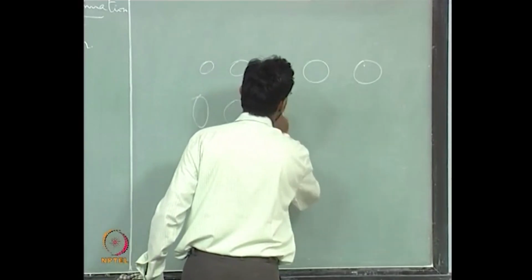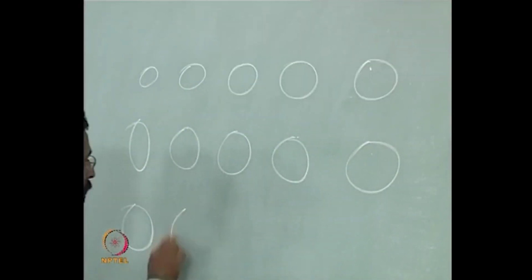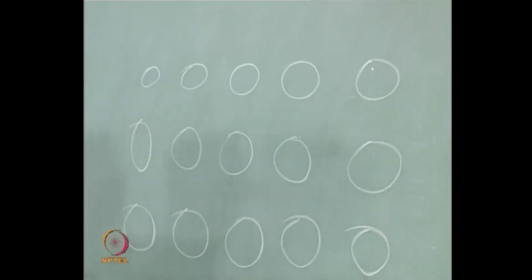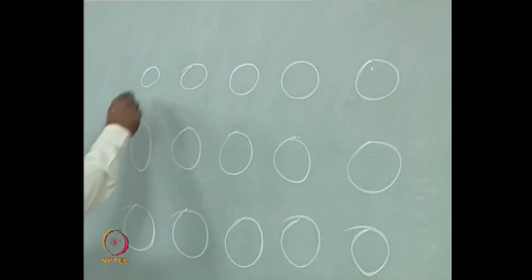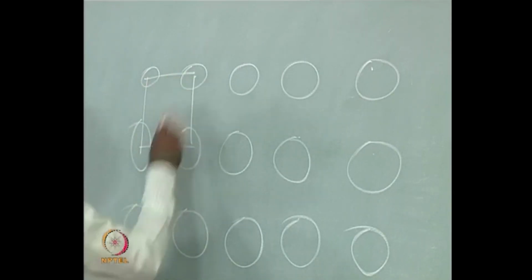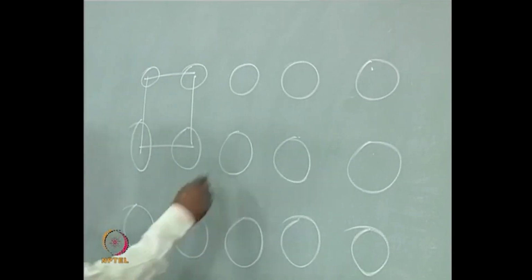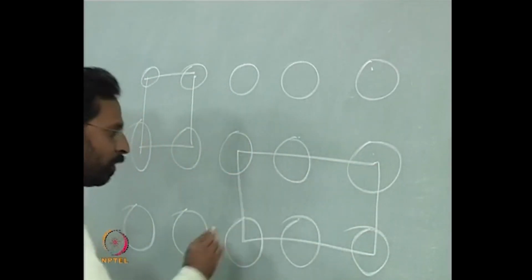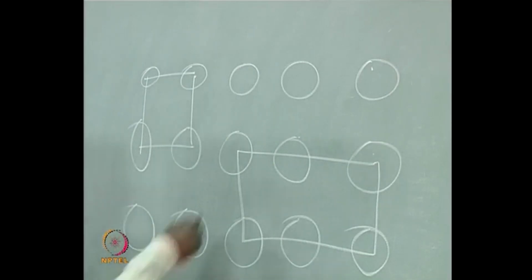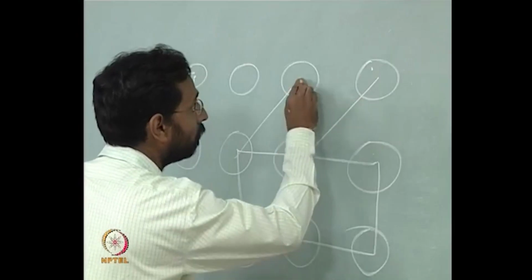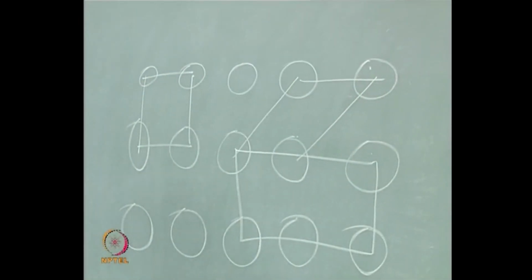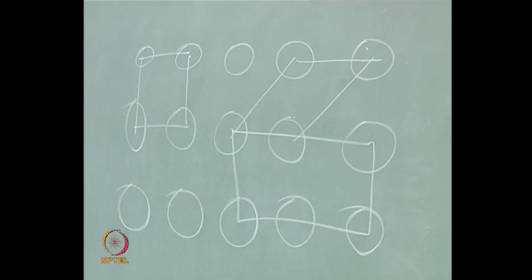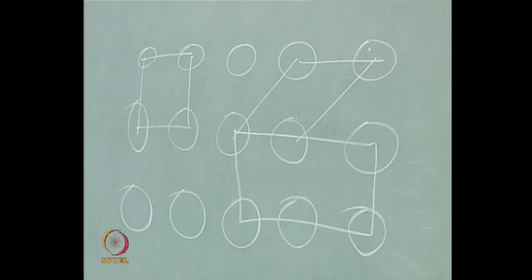A 2-dimensional unit cell. Imagine all the atoms are of the same size, it is the same type of atoms, and you have a 2-dimensional unit cell. Now the question is, I can choose this as a unit cell, I can choose this as a unit cell, I can choose this as a unit cell. So I have shown you 3 possibilities. One can imagine innumerable possibilities. Which one should I choose as a unit cell?